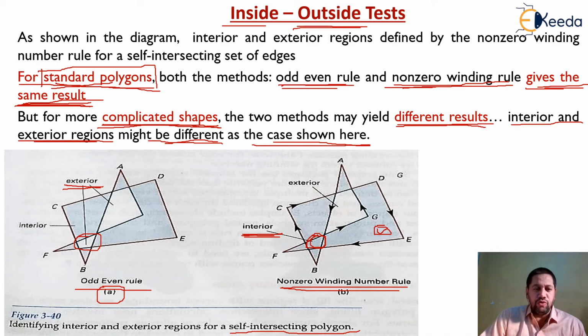To decide whether or not to fill the color, we use this inside-outside test. Under the inside-outside test, we have learned two methods: one is known as the odd-even rule, and the other is known as the non-zero winding rule. I hope that with the help of these two diagrams, A and B, you have learned the methods in detail.